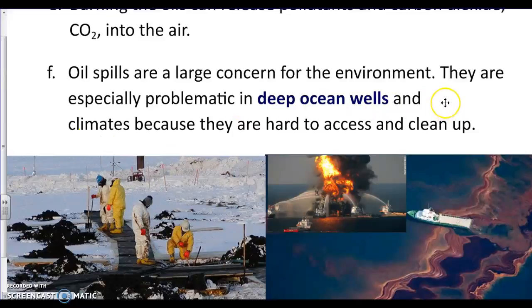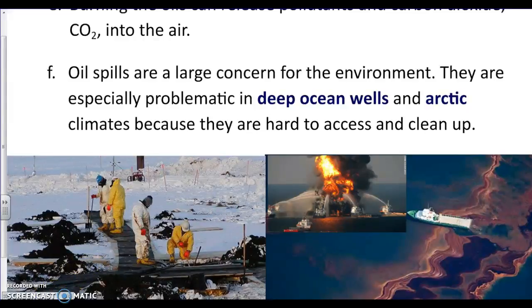You would not remember this. I barely remember this, but in 1989 there was an oil spill up in Alaska. Arctic climates can also be a problem with oil spills because they're really hard to clean up when it's really cold outside. Okay, so those are some things we're concerned about when we talk about oil. If you have any questions about petroleum, let me know.